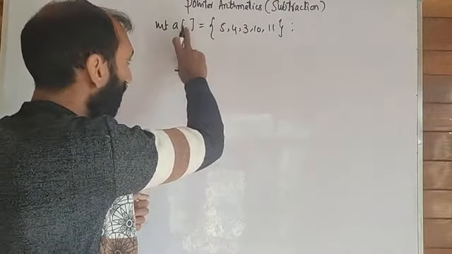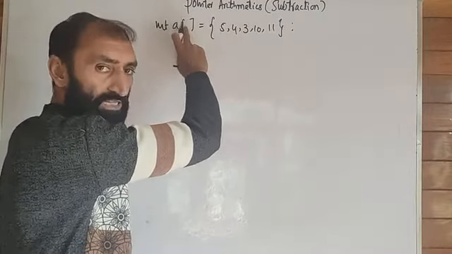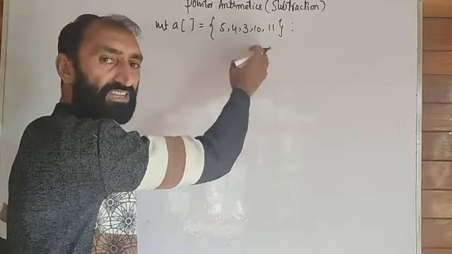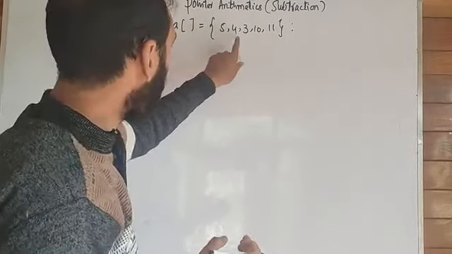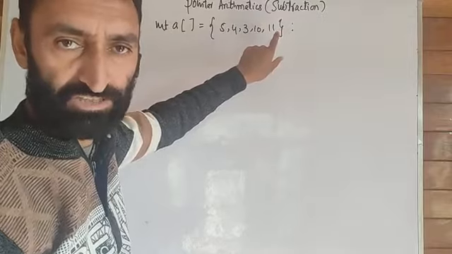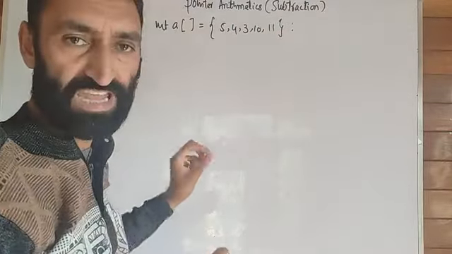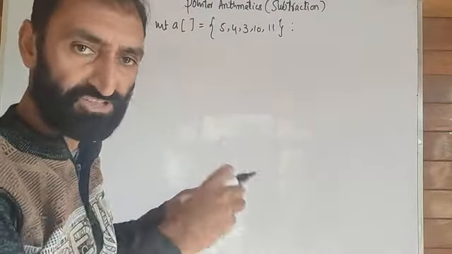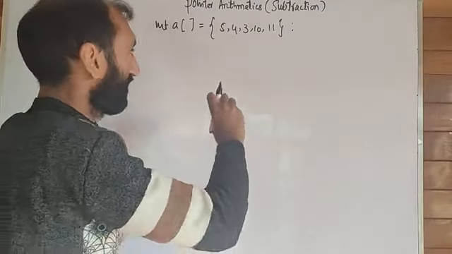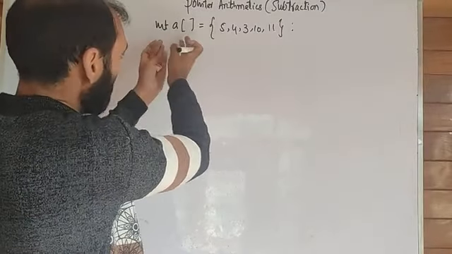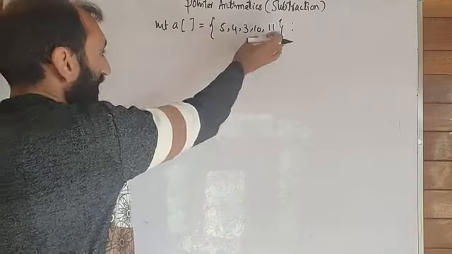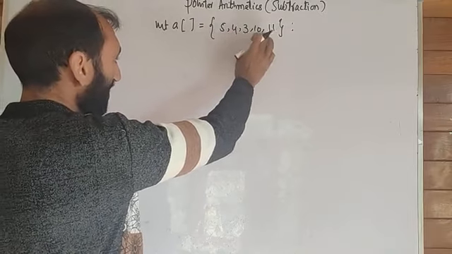That means here the compile time initialization has taken place. At the time of declaration, we have done the initialization. That means the array is declared of type integer, and the elements are 5, 4, 3, 10, and 11.